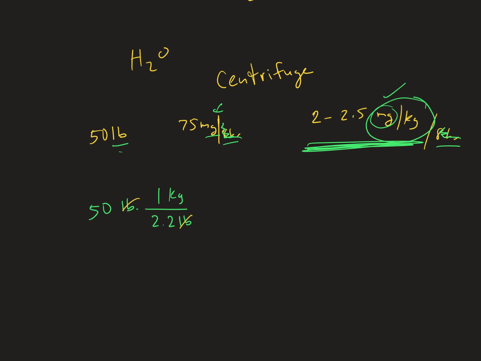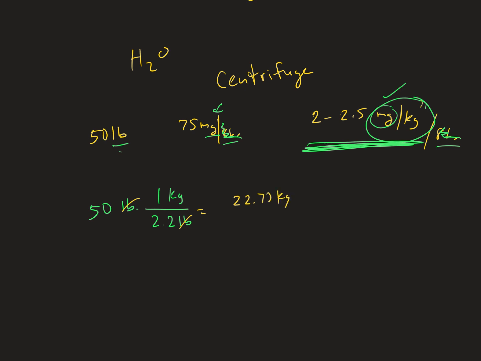So pounds goes away, and we know to put it on the bottom so that they cancel. And that's going to be close to 25-ish. Now we put the 50 over 2.2. So what is 50 divided by 2.2? 22.7, 22.73. Yeah, there is another way to do it. And that's how many kilograms.